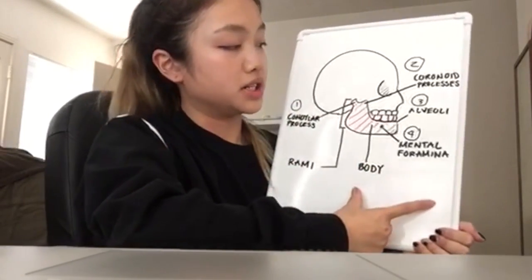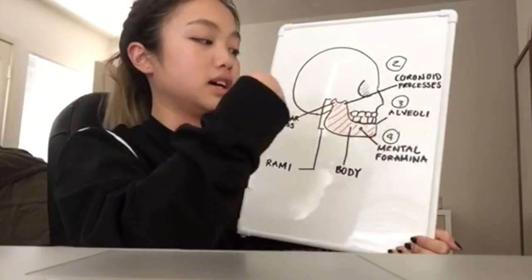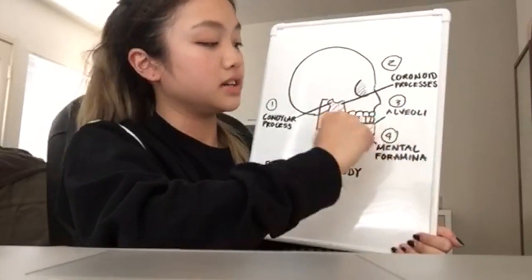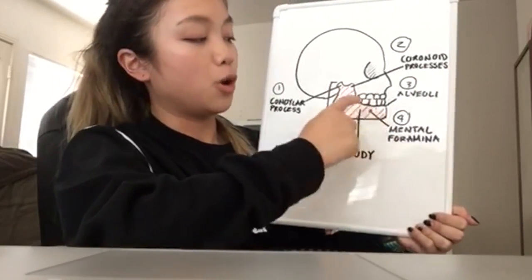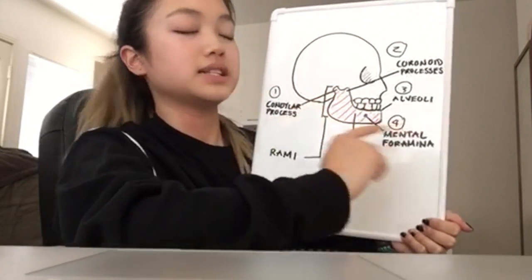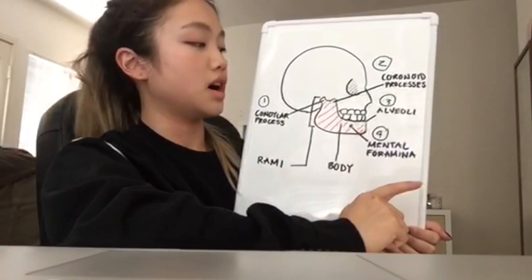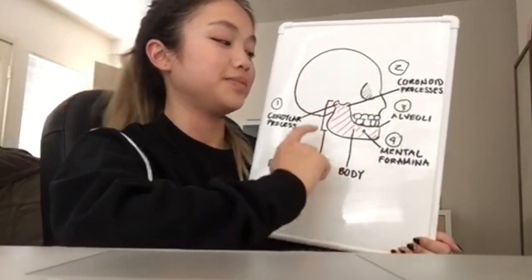On the body portion, we've got the alveoli, that is just the tooth sockets here. And then finally, we've got an opening in the mandible known as the mental foramina, which serves as a passageway for the blood vessels and the nerves that are coming through here.